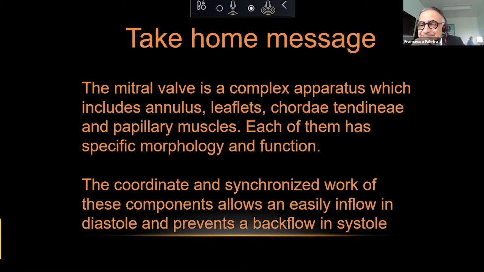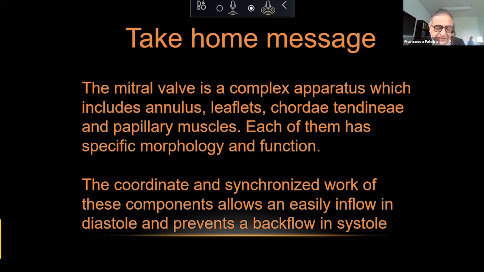And we have a short question from Dr. Delgado, who is asking how to differentiate a cleft from an indentation. Can you answer shortly? Yeah, thank you, Delgado.